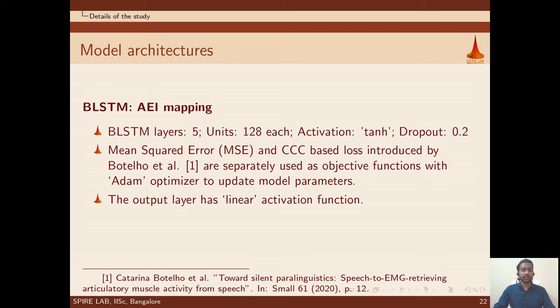Now coming to the model architectures. Firstly, talking about the AEI mapping model architecture. The network has 5 BLSTM layers with 128 neurons in each layer, followed by a time distributed fully connected output layer. The tanh activation function is used for all the BLSTM layers with a dropout probability of 0.2. Mean squared error and concordance correlation coefficient based losses introduced by Botelho et al. are separately used as objective functions with the Adam optimizer to update the model parameters. Here the mean squared error loss was found to perform better than the CCC based loss. The output layer here has a linear activation function.